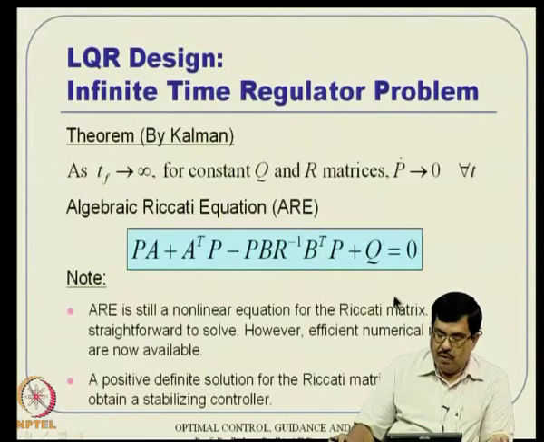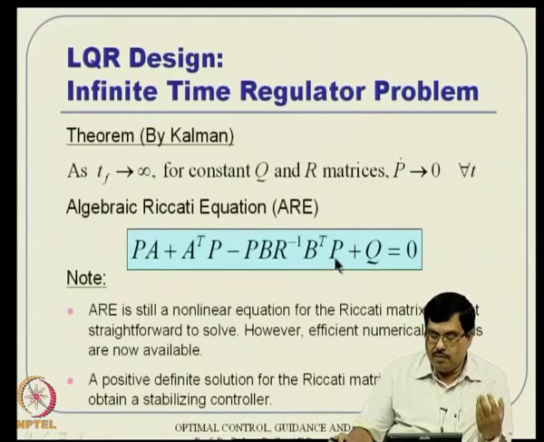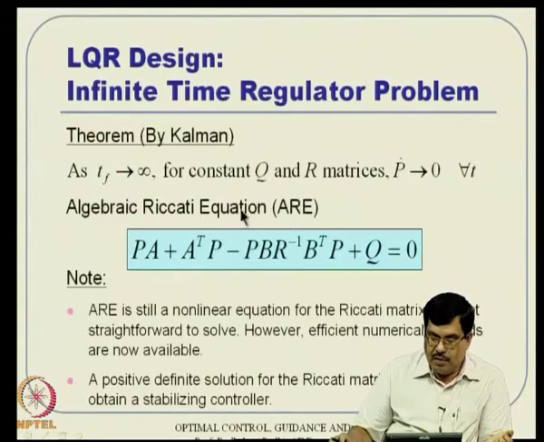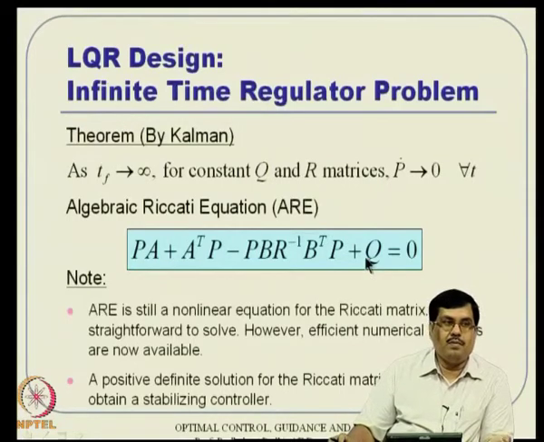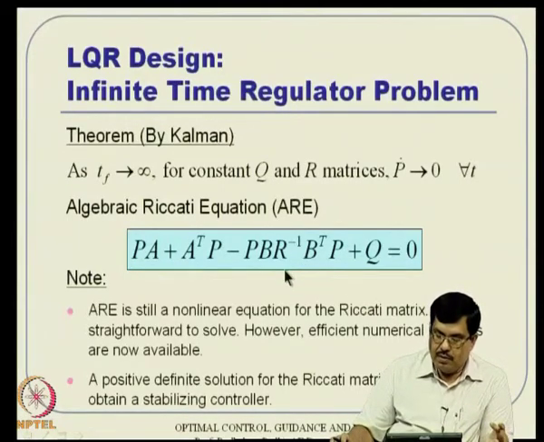But remember that the ARE, or algebraic Riccati equation, is still a nonlinear equation for the Riccati matrix, and hence it is not very straightforward to solve. Somebody a little bit clever can see that if this nonlinear term, P B R inverse B transpose P, is not there, then this is nothing but a Lyapunov equation, a linear equation. That can be solved extremely easily, but in general, this is a nonlinear equation, and it is not that straightforward.